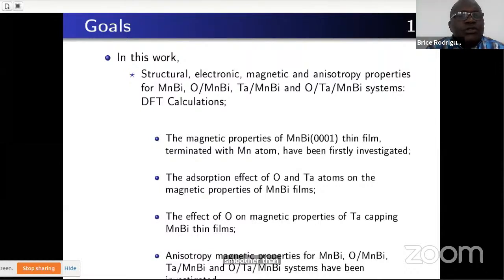So the goal of this work is to study the structural, electronic, magnetic and anisotropic properties of manganese bismuth, oxygen attached on manganese bismuth, tantalum attached on manganese bismuth, and oxygen attached on the bilayer tantalum on the MnBi system, using DFT calculations.